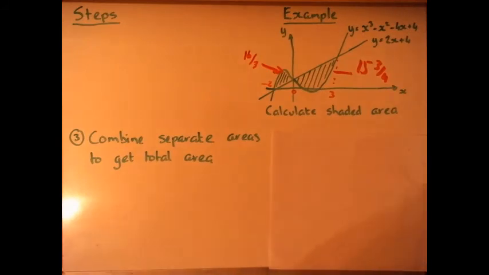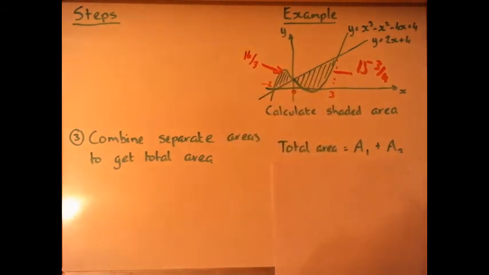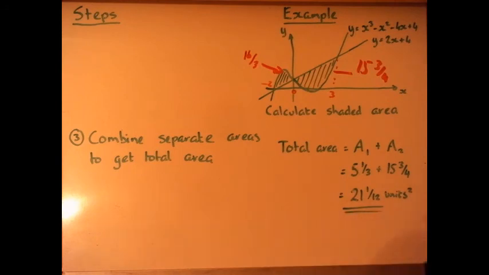So our final step, a fairly straightforward one. All I need to do now for the total shaded area is combine the two separate areas that I found. So my total area is going to be area 1, the smaller one, plus area 2, the bigger one. So we can write down those two areas and combine them, and we end up with a final answer of 21 1/12 units squared. And that's that example done.